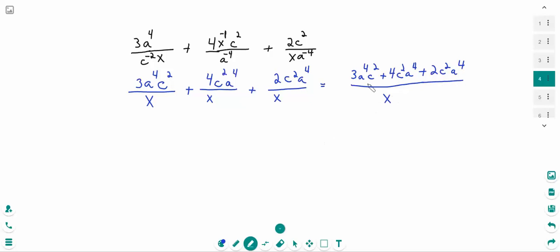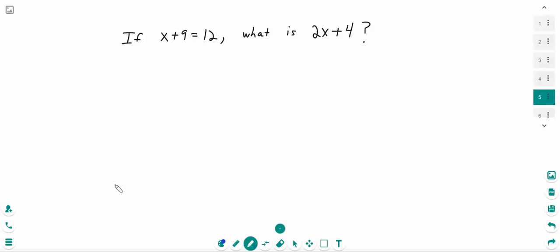Okay, and then looking at that, this one isn't written in alphabetical order. Maybe I should have done that. But they all have an a to the 4th, and they all have a c squared. So they are like terms in the numerator. So we can combine those, and we can add the coefficients. So 3 plus 4 is 7. 7 plus 2 is 9. So we end up with 9a to the 4th c squared all over x. All right? Very good.